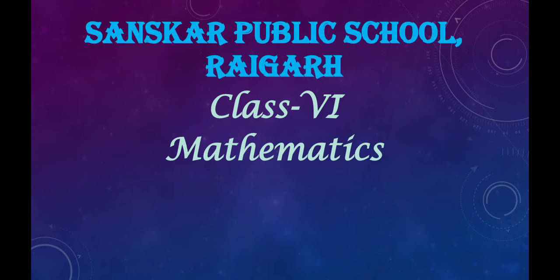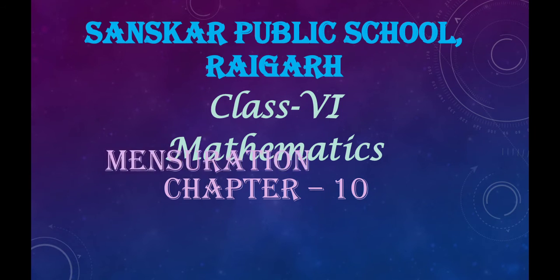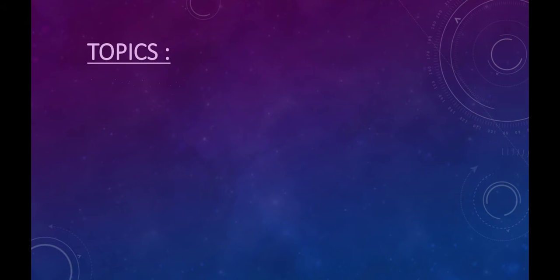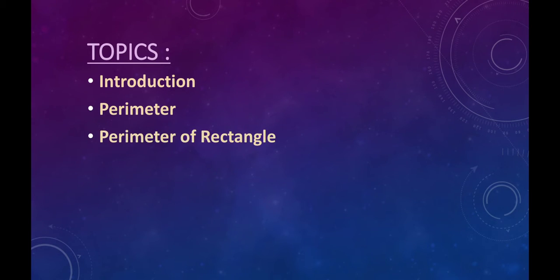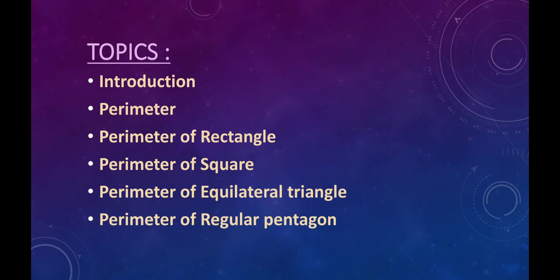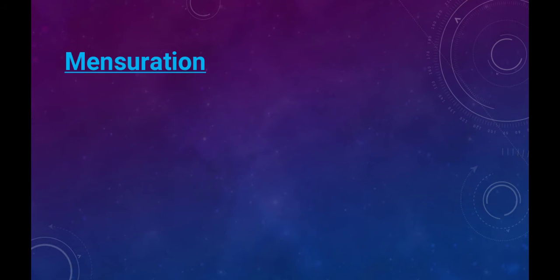Hello everyone. Today we are going to learn about class 6 mathematics chapter number 10, that is mensuration. The topics we are going to discuss in this video are: first the introduction of mensuration, then perimeter of different shapes and figures. Next are perimeter of rectangle, perimeter of square, perimeter of equilateral triangle, perimeter of regular pentagon, and perimeter of regular hexagon. Okay, so first we'll start with the introduction of mensuration.